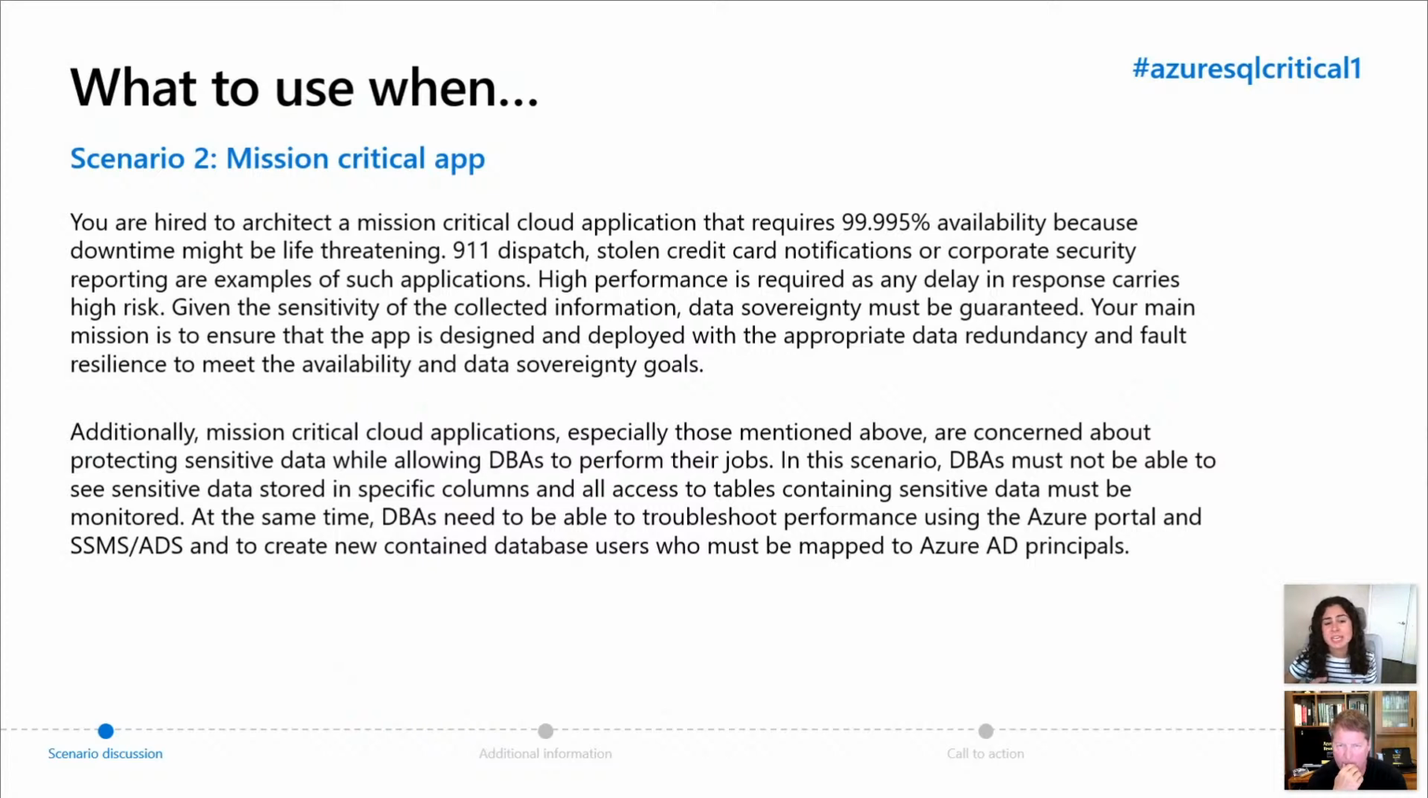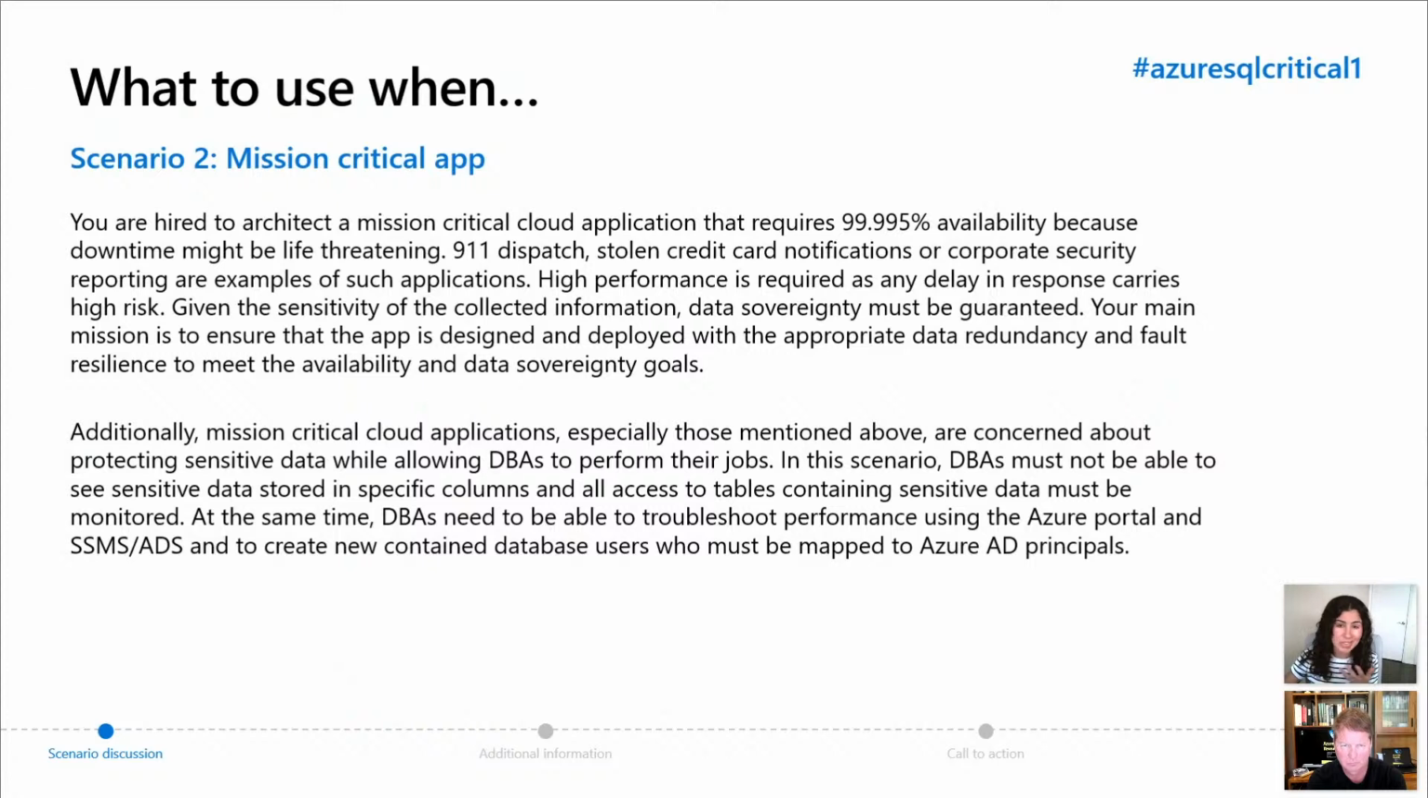Now, additionally, mission critical cloud applications, especially like 911 dispatch we talked about, also stolen credit card, corporate security, they're concerned about protecting sensitive data, but they also need DBAs to be able to perform their jobs. This is a very common scenario, SQL Server and Azure SQL, but in this scenario, DBAs must not be able to see sensitive data stored in specific columns, and all access to tables containing sensitive data must be monitored.